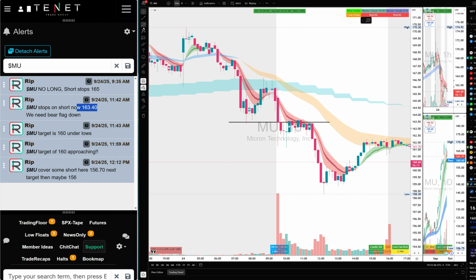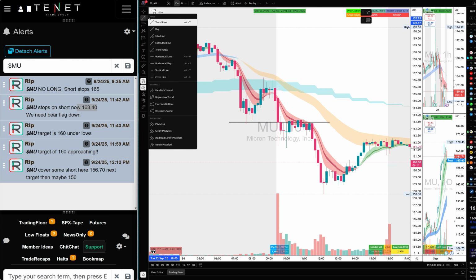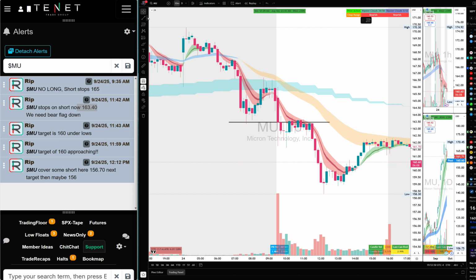Then we got a bear flag breakdown right here. And then I gave the target of 160. We hit the 160 target. We even hit more than 160. We hit 158, so I told the traders to cover some there. If we break 158, then we're going to see 156. But it held that level.